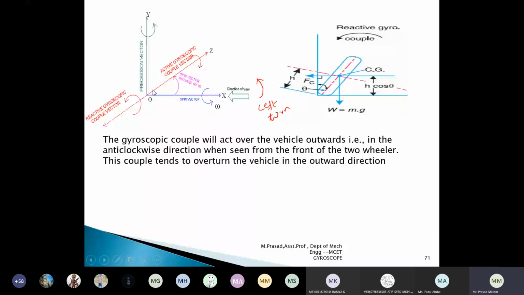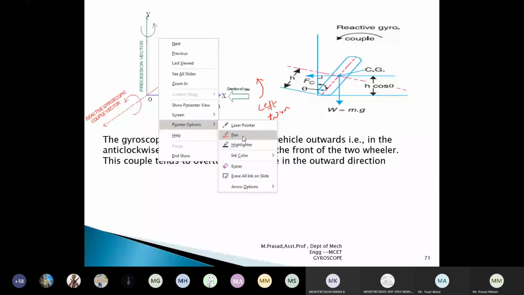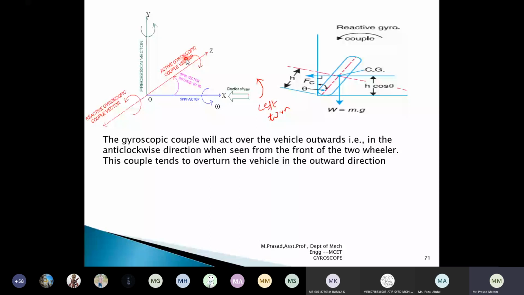Extend the z-axis to the reverse side, and you are getting the reactive couple. These are all in the clockwise direction. It is moving forward, and again it has to move upward. The precession vector has to move upward, which means this is my clockwise direction. Now, the active couple has to move along the positive z-axis, which means this is my clockwise direction. The reactive couple has to move towards the negative z-axis. So this is my clockwise direction.